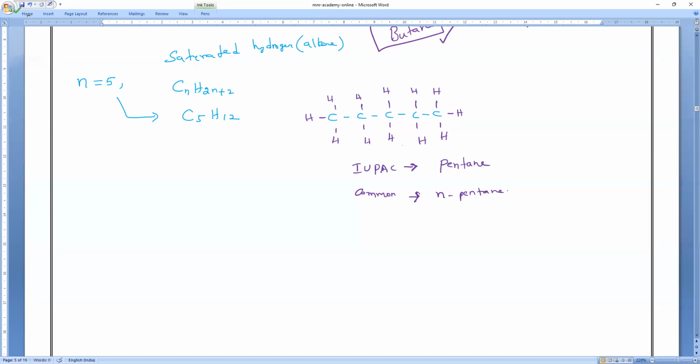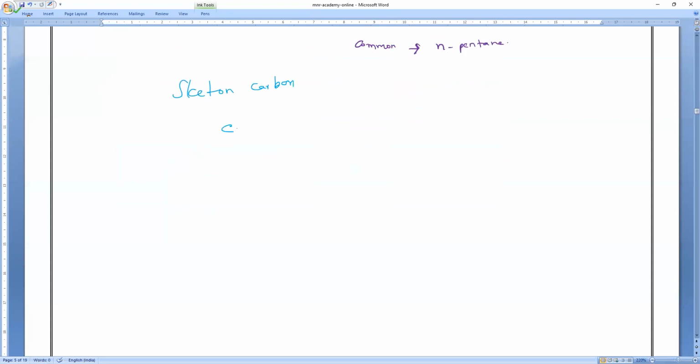Now, branched chains, very, very important. First, you draw the skeleton of the carbon chain. 5 carbons. Now, I will cut this carbon and attach it to this one. Please remember, the first and last carbon cannot be used. So I will make it 4 carbons in the main chain and attach the extra carbon to the second carbon. Any problem for anybody? Clear?